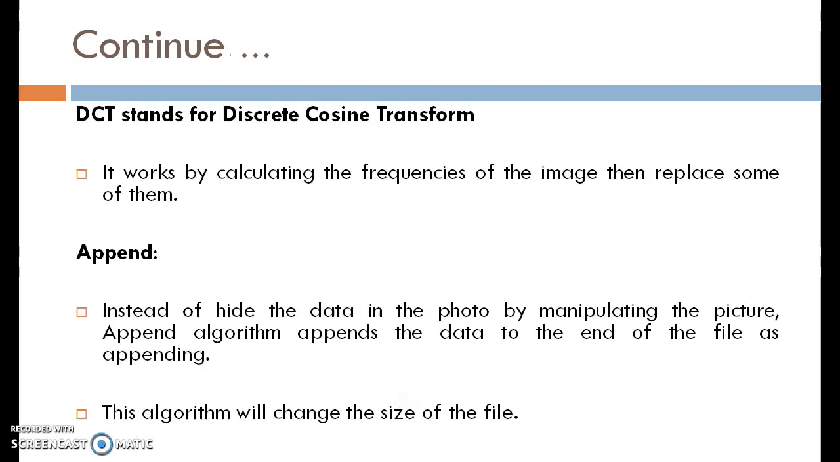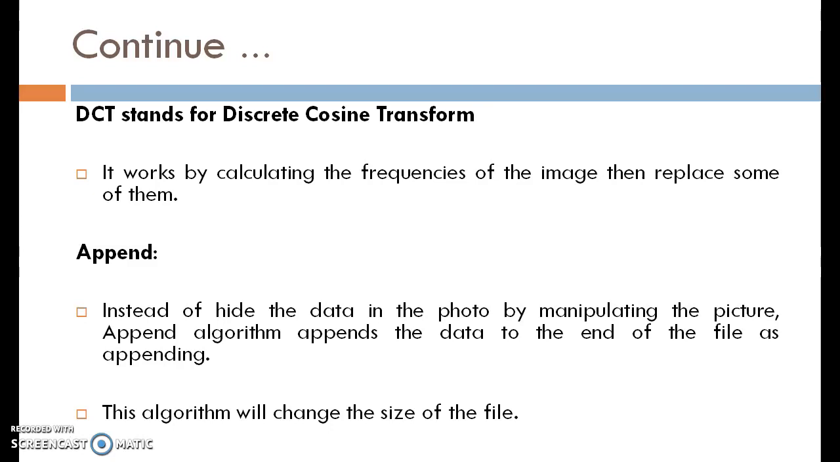Then the second method, discrete cosine transform. It works by calculating the frequencies of the image, then replacing some of them. It's a very strong technique, but it may be a little complex because it requires the calculation of frequencies of the image. For that, the software used is MATLAB.